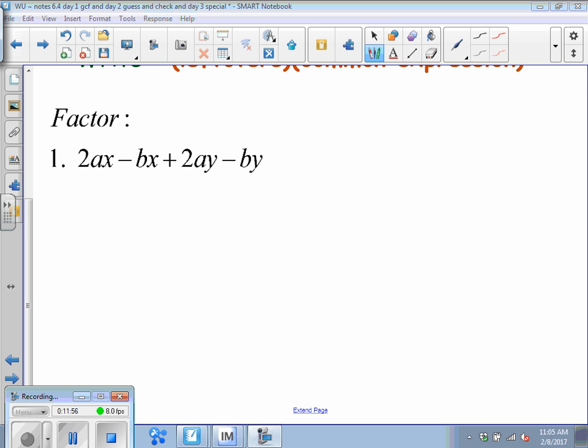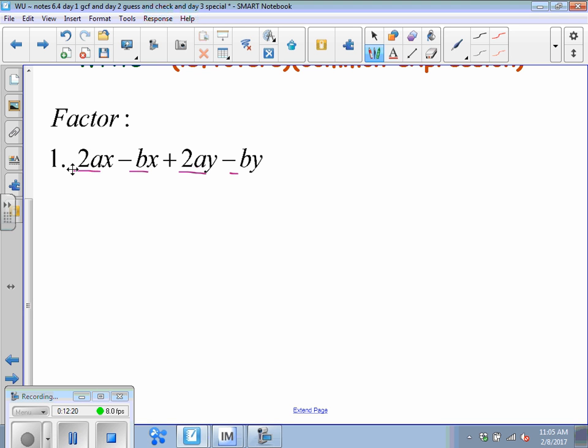Let's look at this example. We have 4 terms: 1, 2, 3, 4. So I'm going to group my first 2 terms and then my second 2 terms. And you always want it to be separated by a plus sign. Right now, when I look at my third term, it's positive, so they will be separated by a plus sign. But if that were negative, then I would have to fix that.